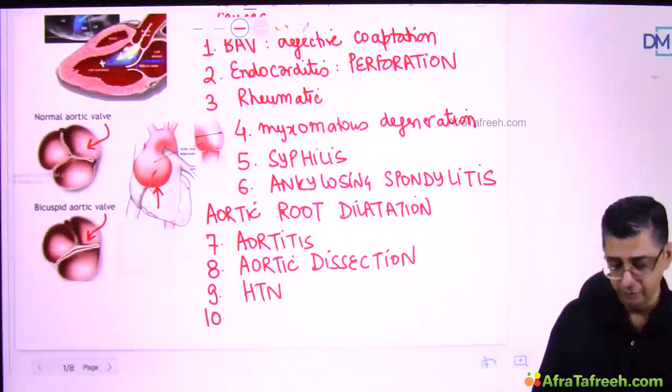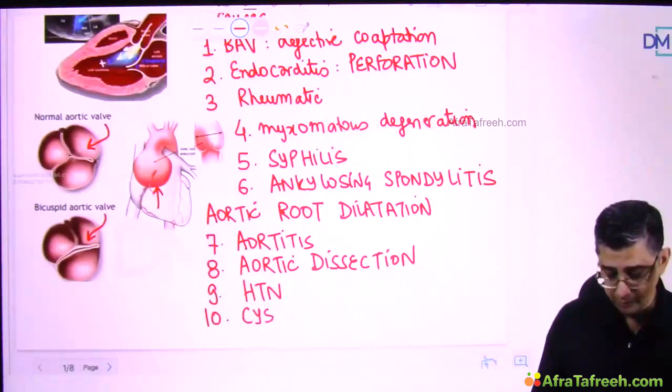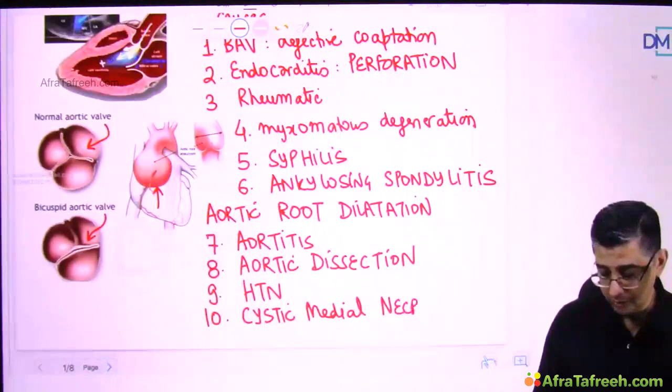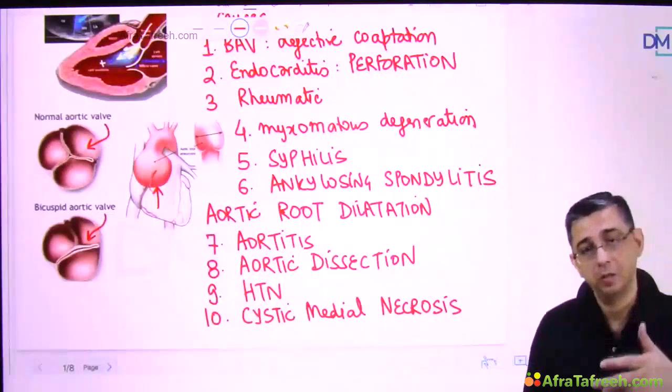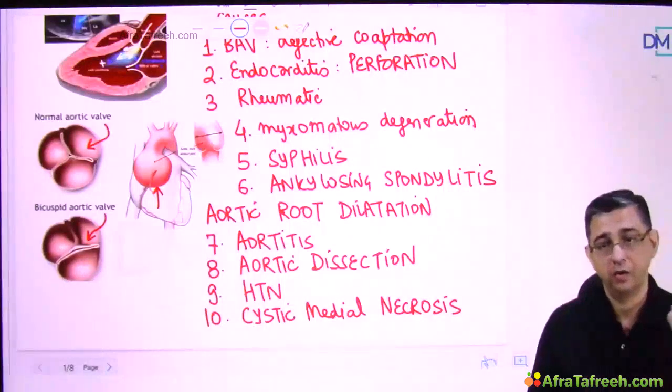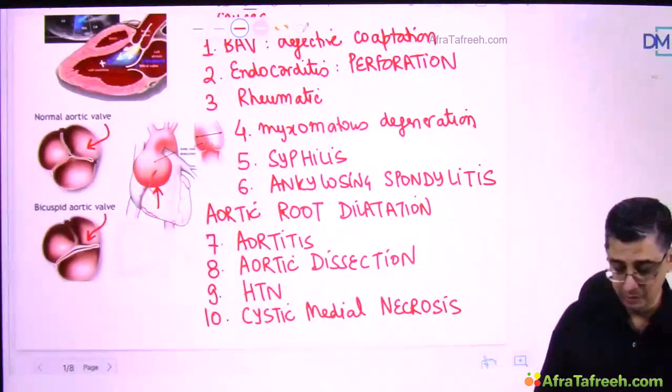Point number 10, well, not very important from the MCQ perspective, but still has to be remembered from the completion perspective, is that a defect in the tunica media of the initial part of the root of the aorta can contribute to a disease by the name of cystic medial necrosis. And again, the aortic root dilatation, the defective coaptation would contribute to problems in the patient.